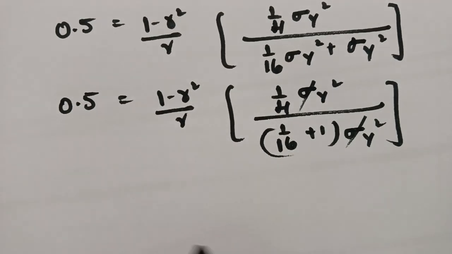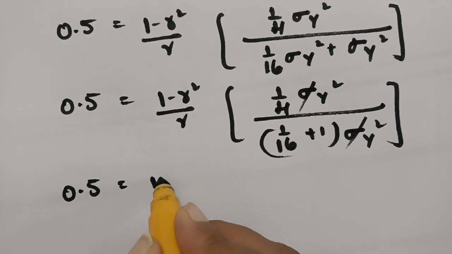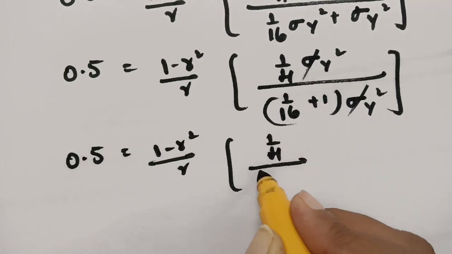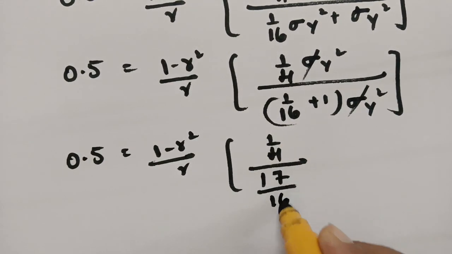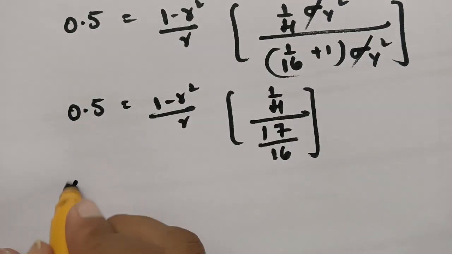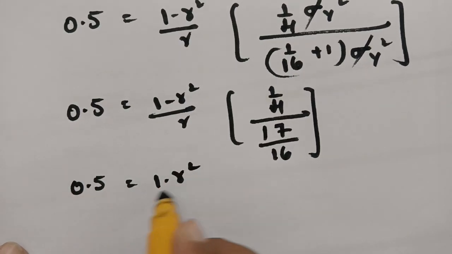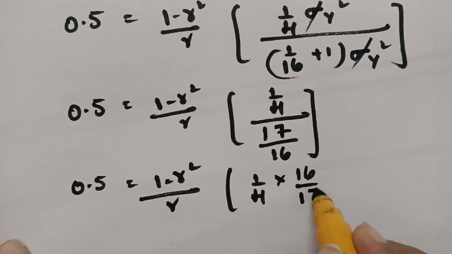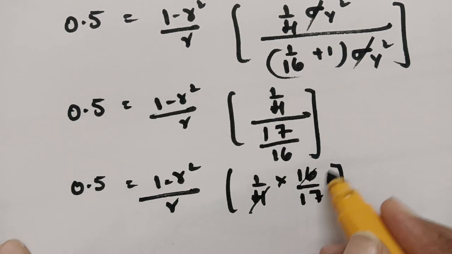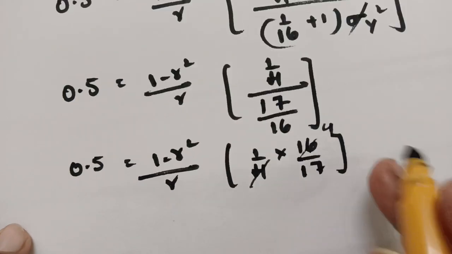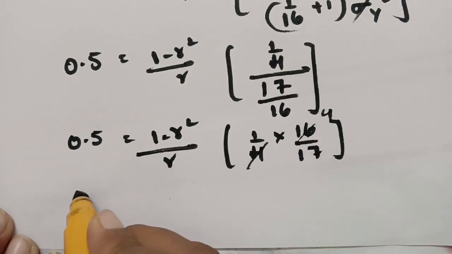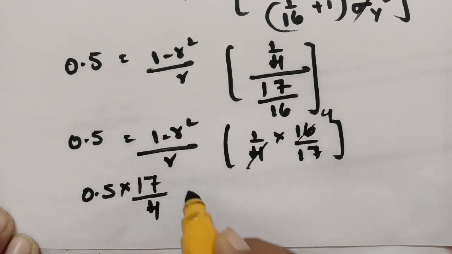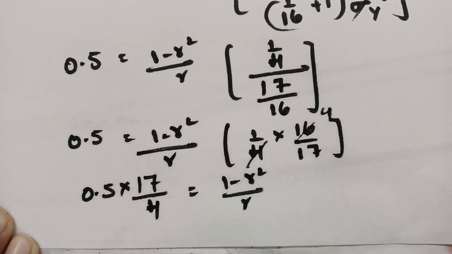So if I cancel this one, this will be 0.5 is equal to (1 minus r square) by r, into 1 by 4, and if I take LCM, this will be 16 plus 1. So this is 17 by 16. Clear? So this is 0.5 is equal to (1 minus r square) by r into 1 by 4 into 16 by 17. So if I cancel the 4 table, this will be 4 by 17, and therefore 0.5 into, if I send it to the other side, 17 by 4 is equal to 1 minus r squared by r.